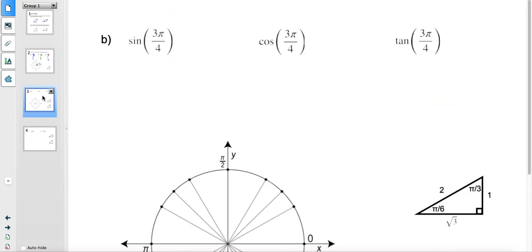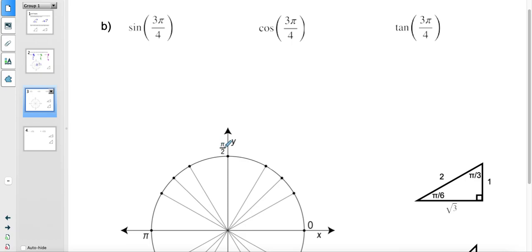Let's take a look at another example. Say I wanted to find sine 3 pi over 4, cosine 3 pi over 4, and tan 3 pi over 4. Again, we're going to start by drawing out our angle along our circle. Okay, 3 pi over 4. That's going to be between pi over 2 and pi radians. And actually, it's going to be halfway between pi over 2 and pi radians. So this is going to be our angle.